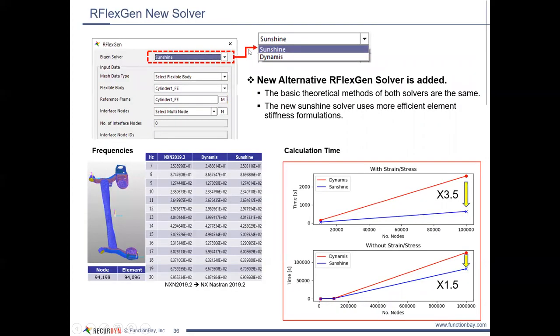Big news for RFlexGen is that there's now a new solver available for doing this eigensolve. The solver that we've had in the past, its name was Dynamis.